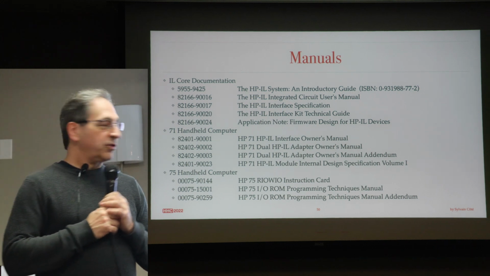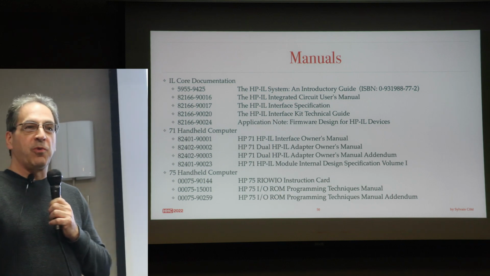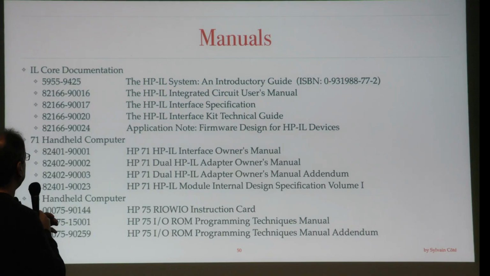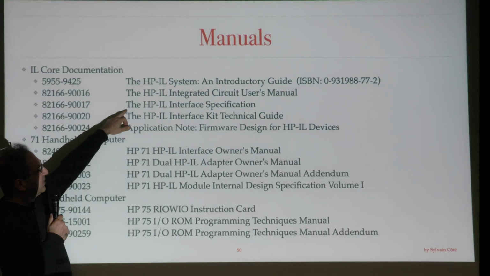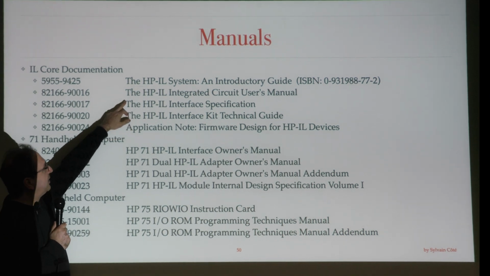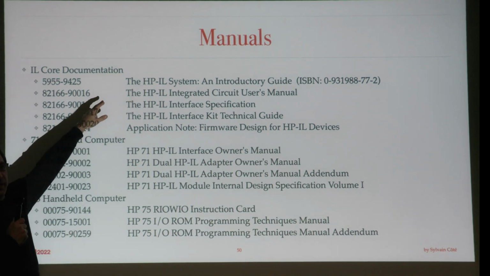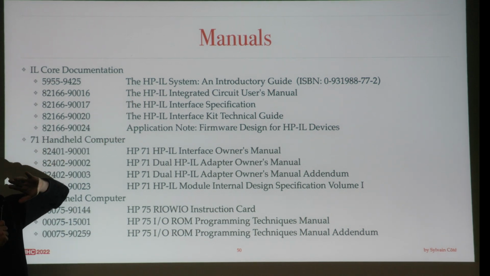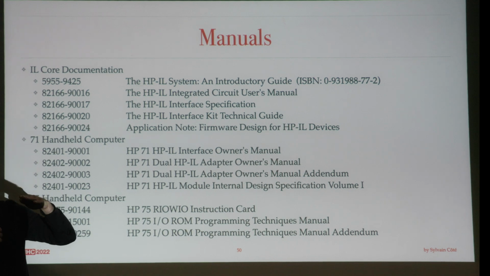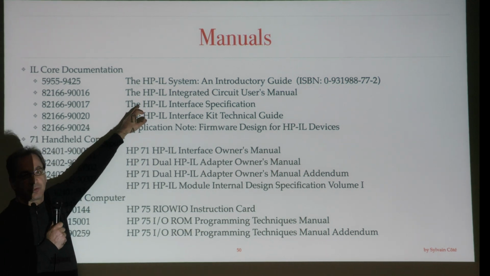Okay, I just finished here. This is the reference manual if you want to know more. The one that's very important is the interface specification. That's showing you all the frames and how it's working. And there's the HPIL introductory guide, which is mostly a simple introduction. It's not complete at all. This is the one that you want to read.